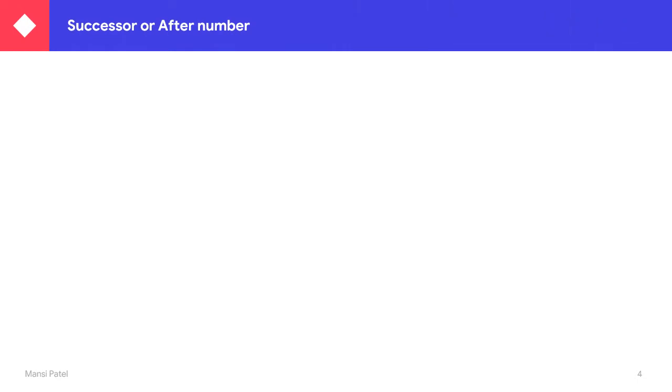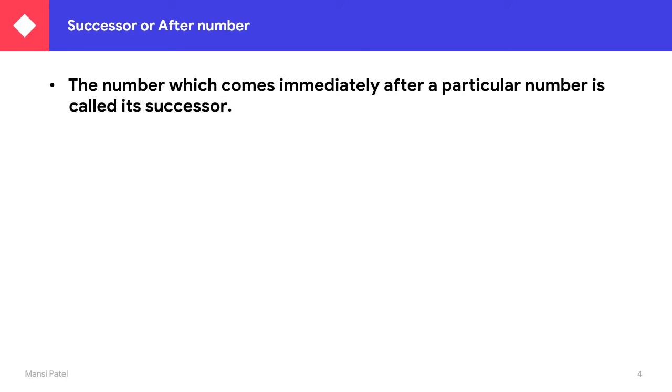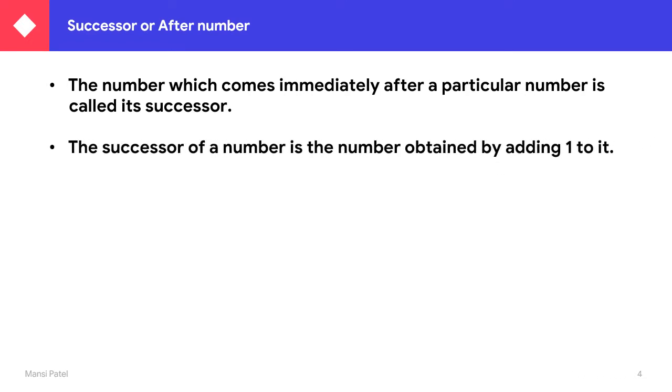As you know already, successor means after number. Now see, what is the successor? What is the after number? Let us see here. The number which comes immediately, immediately means directly, after a particular number is called its successor. The successor of a number is the number obtained by adding 1 to it. If we want to find out the successor of any number, what we have to do? We have to just add 1 on that number. So we get the successor of that number.